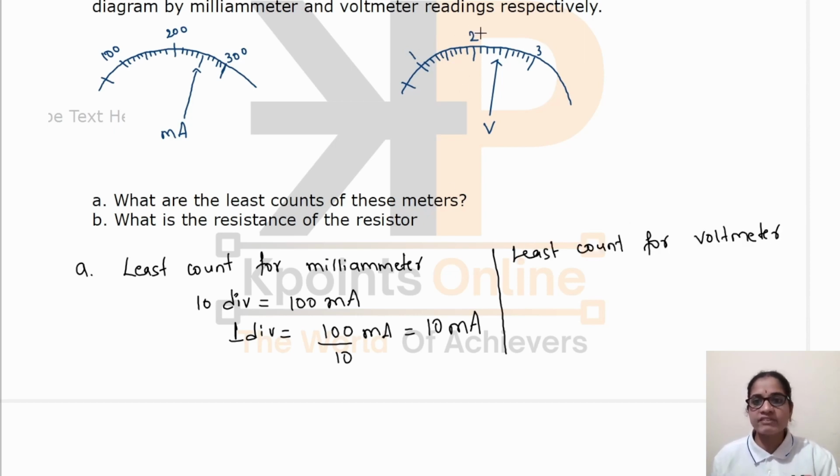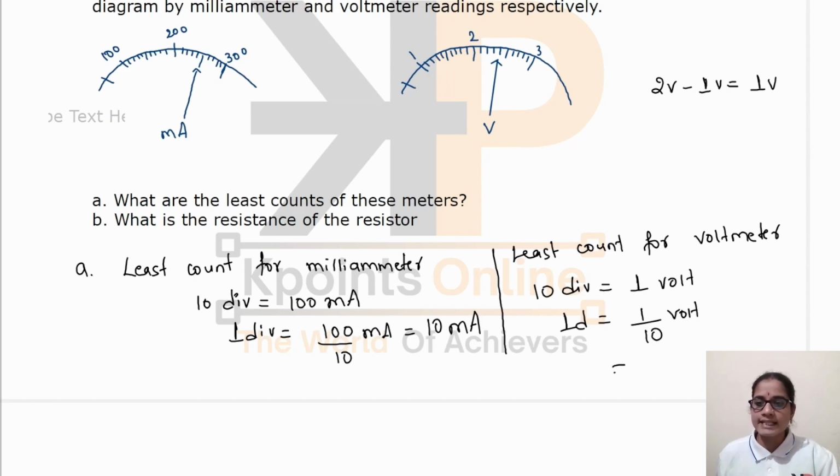What is the difference between these two readings? 2 minus 1 is equal to 1 volt. 2 volt minus 1 volt is equal to 1 volt. In between these two readings, there are 10 divisions. So 10 divisions is equal to 1 volt. So 1 division is equal to 1 by 10 volt. It is equal to 0.1 volt.